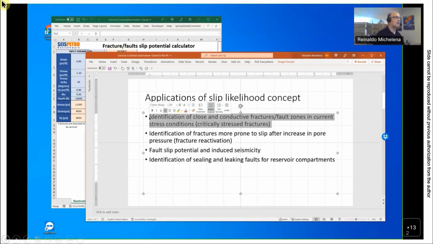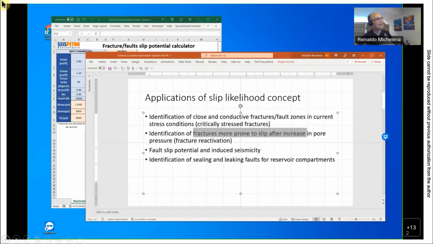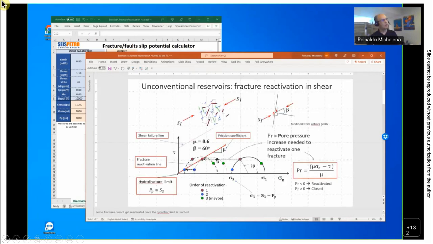The second reason is that it will help identify fractures that are more prone to slip after increasing pore pressure, which is the idea of fracture reactivation. In one case, when these conditions remain static, like the Suban example, this is what nature gave you at that time. So some fractures will be open, some will be closed, and you're after the ones that are open.